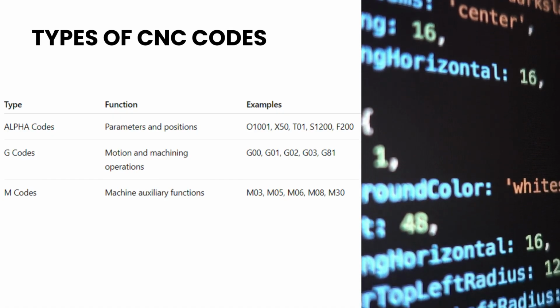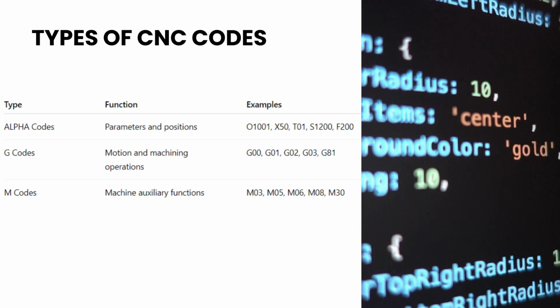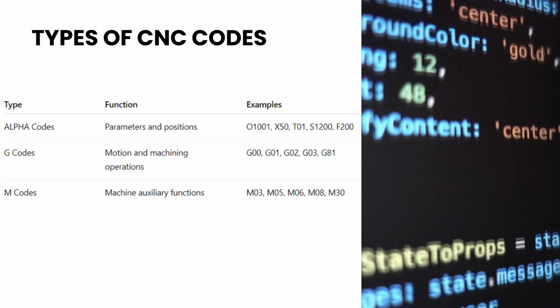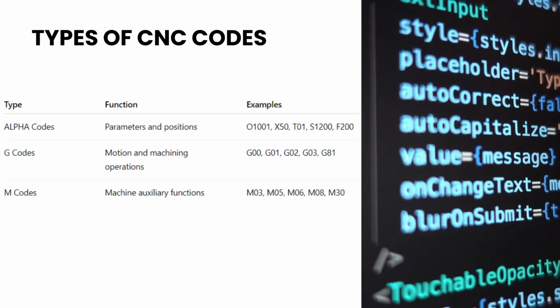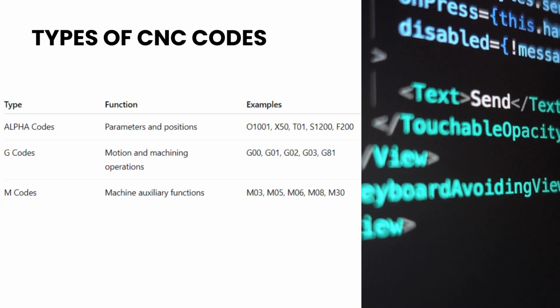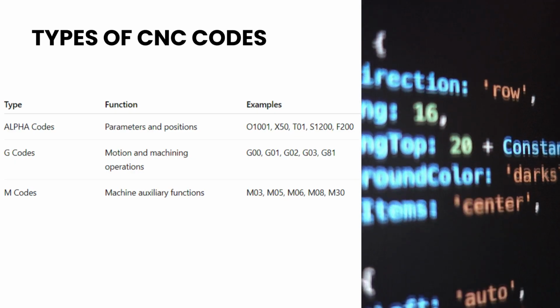G81 initiates a drilling cycle, moving the tool down into the material, retracting and repeating as needed. G20 and G21 set the measurement units. If alpha codes are nouns, G codes are verbs. They tell the machine what action to take and how to take it.